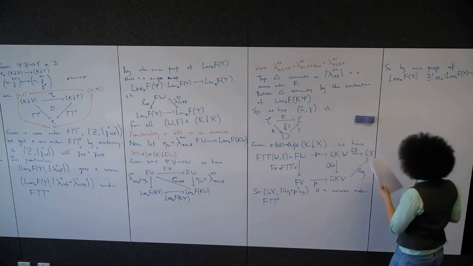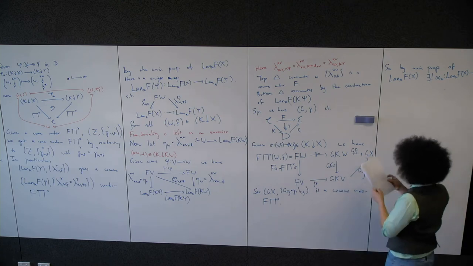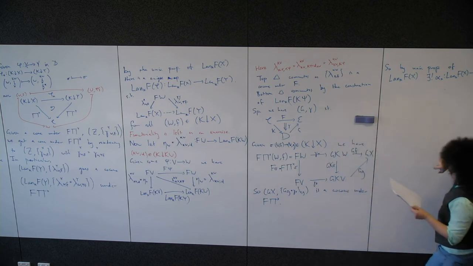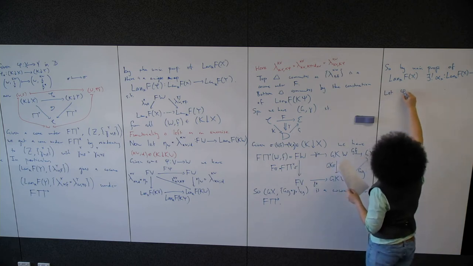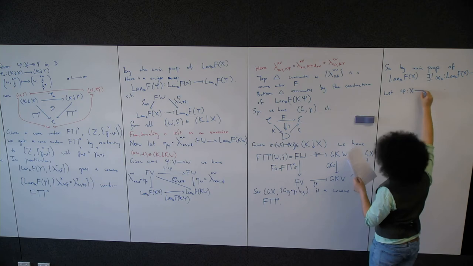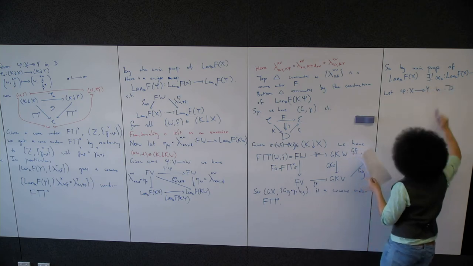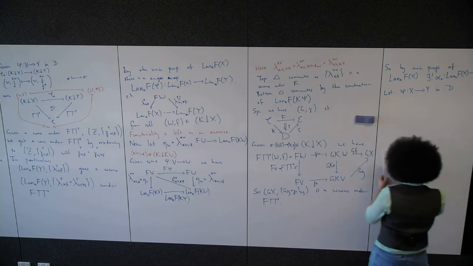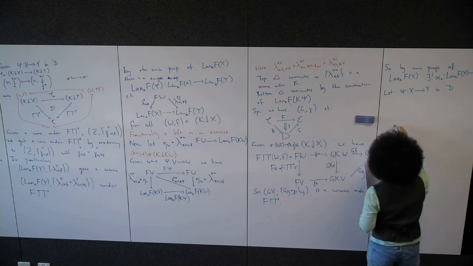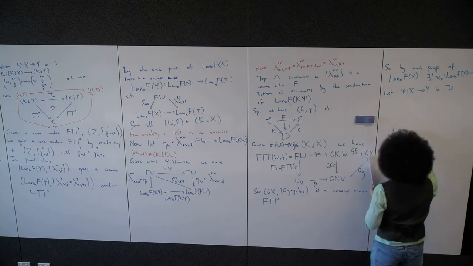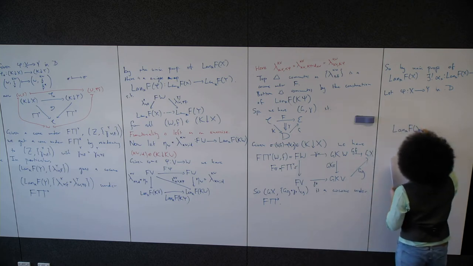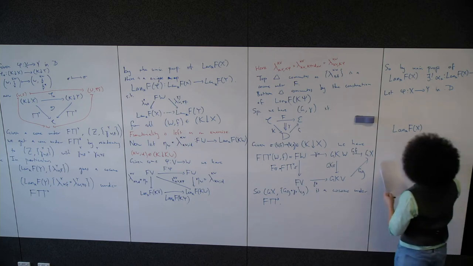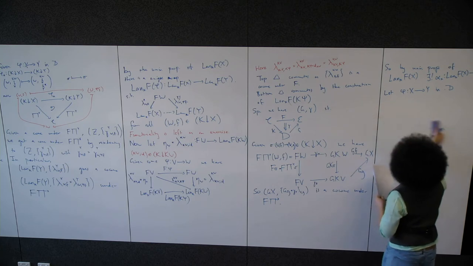Okay. So now we need to show naturality again with respect to x, right? So I'm going to let phi be a map from x to y in D. All right. So what we want to show is... making sure that I can see this. Okay. Actually, there we are.